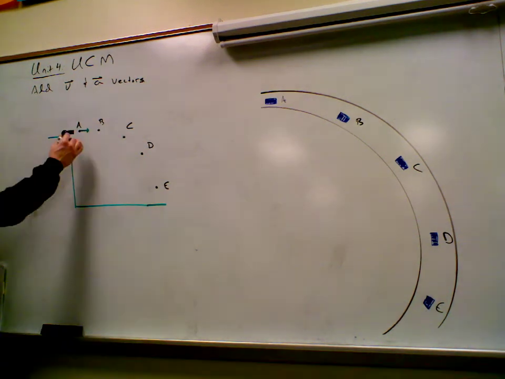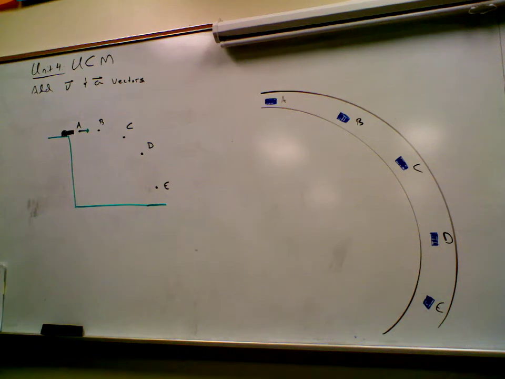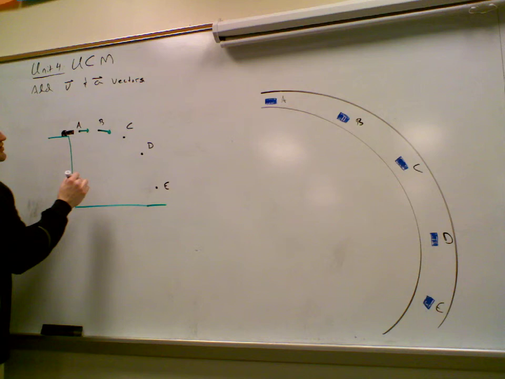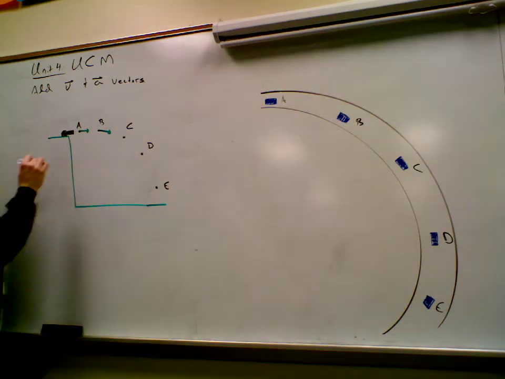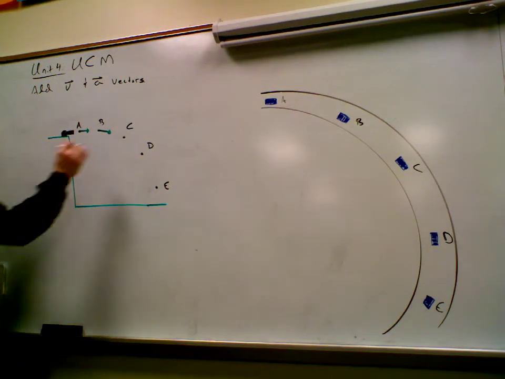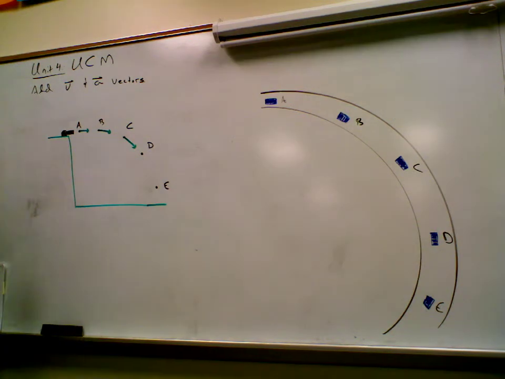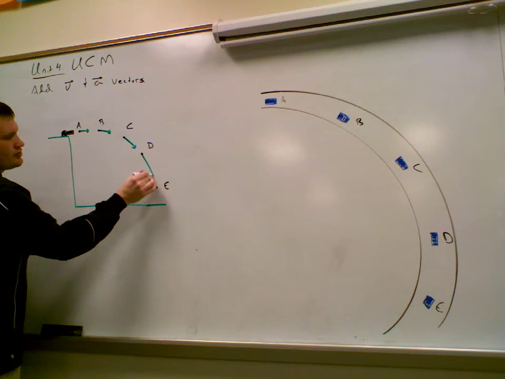At B, which way is the velocity pointing? Towards C. Does the vector get larger or smaller? Larger. What about C? Larger, and which way does it point? Towards D. What about D? Larger and towards E.